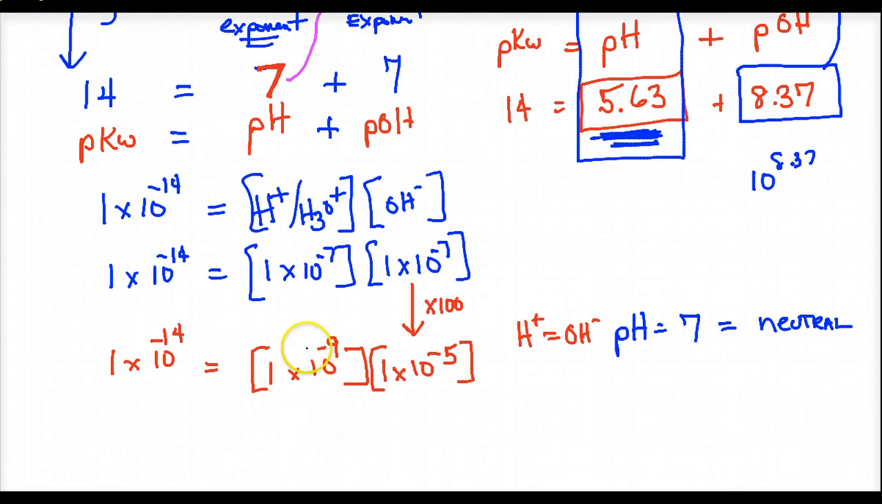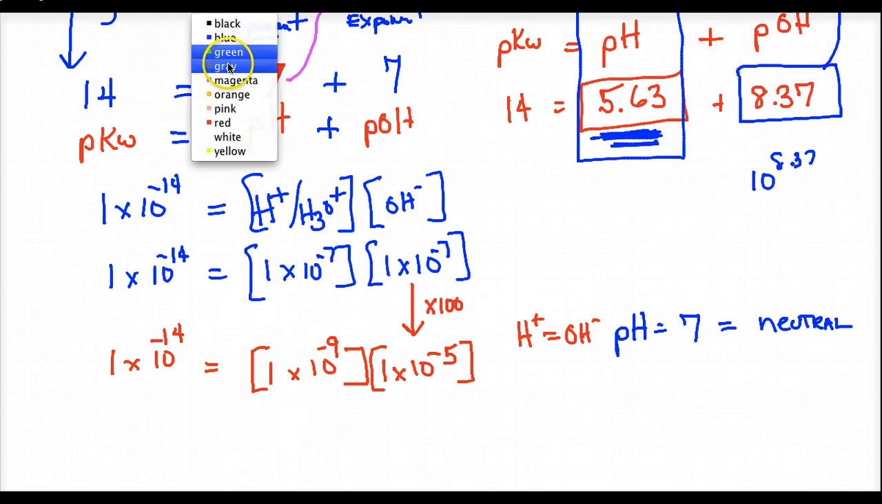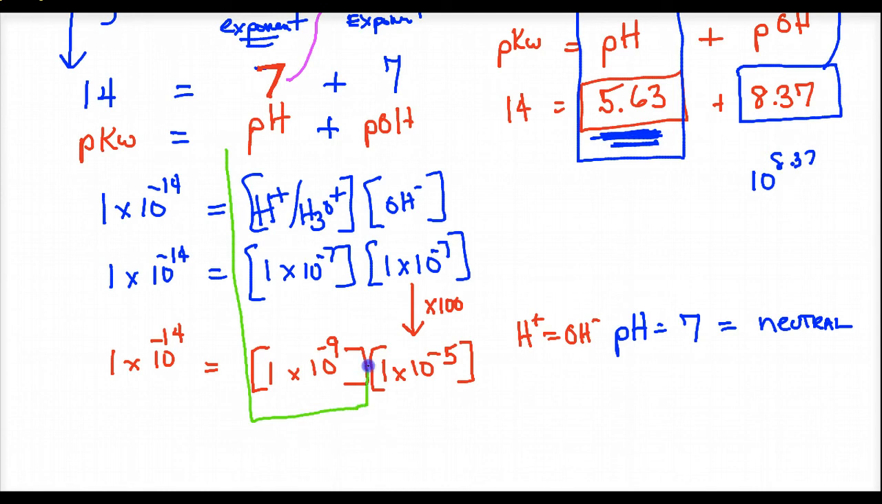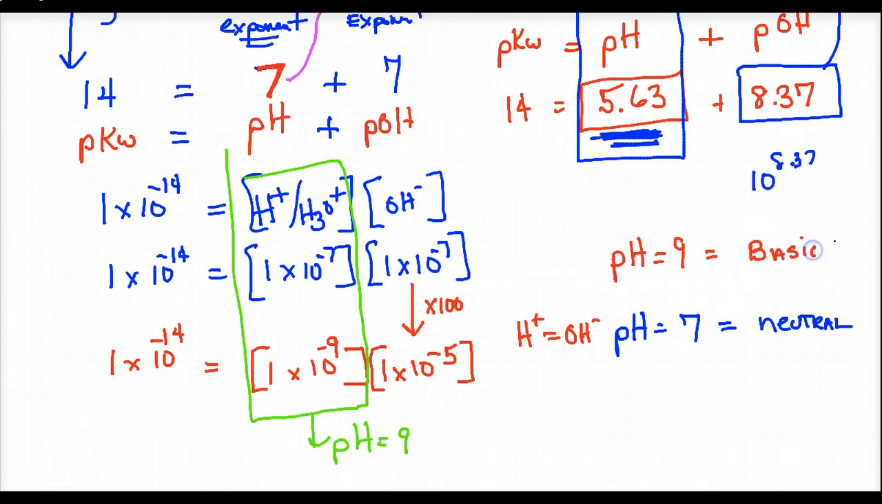Now what's my pH? If this is the concentration, pH, my friends, in chemistry is about the H+. What's my pH here? You haven't guessed it, it's a pH of 9. So when I have a pH equal to 9, it is not neutral. It is called a basic pH. Anything that is greater than 7 is a basic pH.